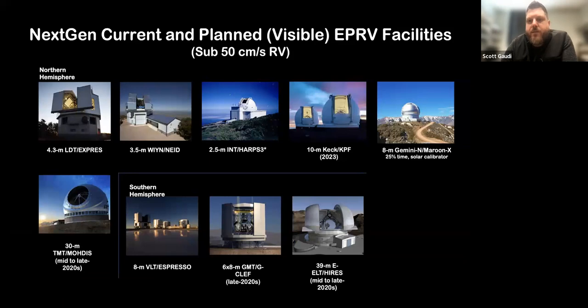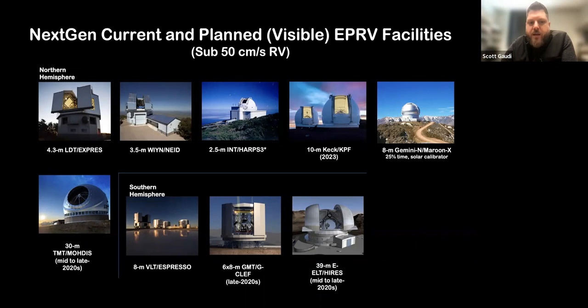And quite recently, we've had a number of next generation EPRV instruments that have been built and commissioned. So for example, Express on the 4.3 meter in Arizona. There's obviously WIN and NEID, HARPS3, KPF, which I think is being commissioned now. Someone else probably knows better than I do.